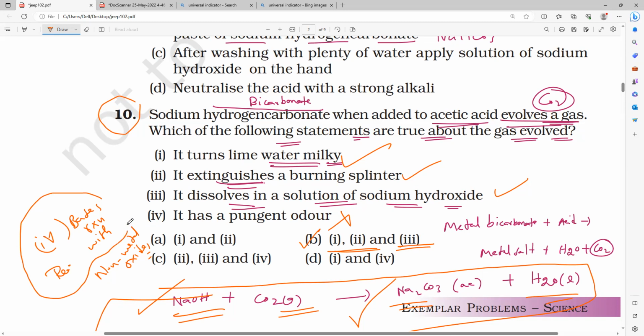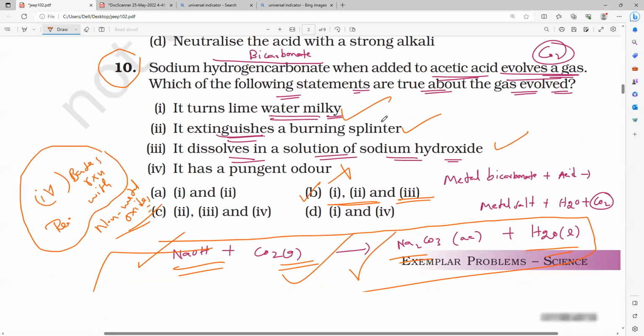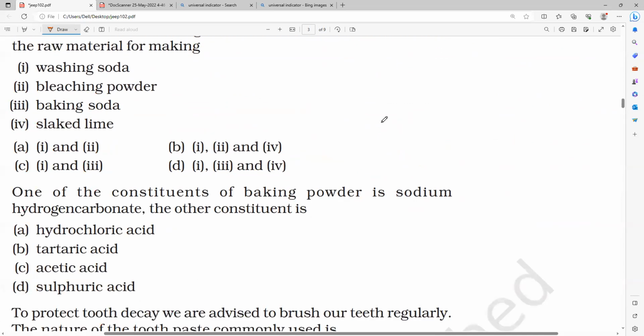So bases reacting with non-metal oxides, check it. The fourth example is this only. So the answer is true. That is what I want to say. So from here we'll continue in tomorrow's class.